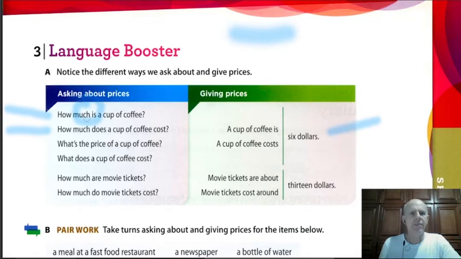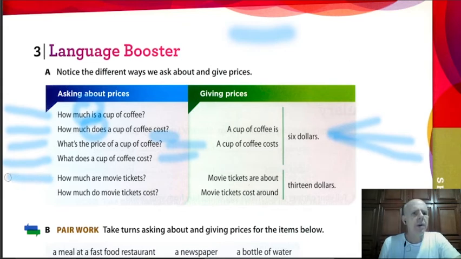How much does a cup of coffee cost? Look, is verb to be, does because now the verb is cost. A cup of coffee costs $6. What's the price of a cup of coffee? Oh, the price of a cup of coffee is $6, or a cup of coffee is $6. What does a cup of coffee cost? Aha! A cup of coffee costs $6.